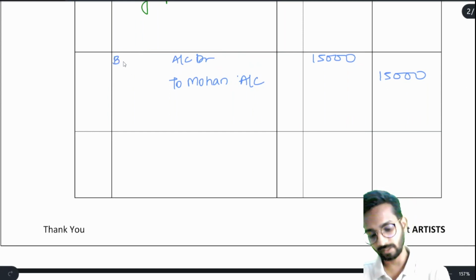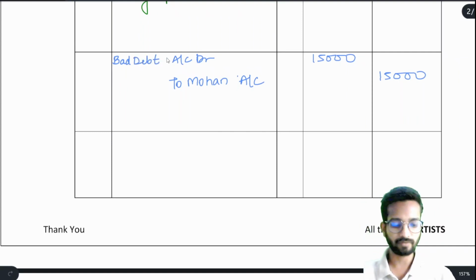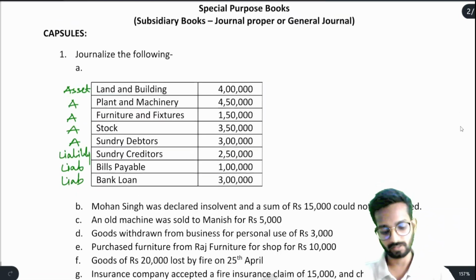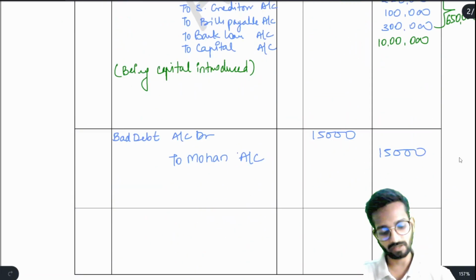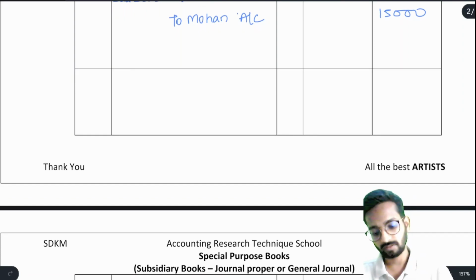Bad debt account debit to Mohan 15,000. Moving further, an old machine was sold to Manish for rupees 5,000. Now, if a machine is sold, that will come in journal proper. So we will write: machine has gone, so we have sold it to Manish.